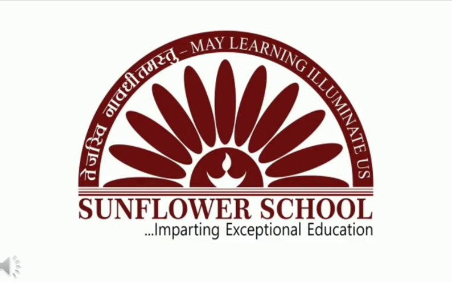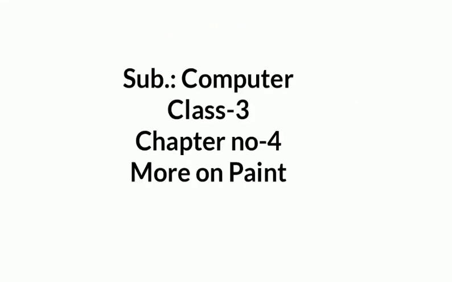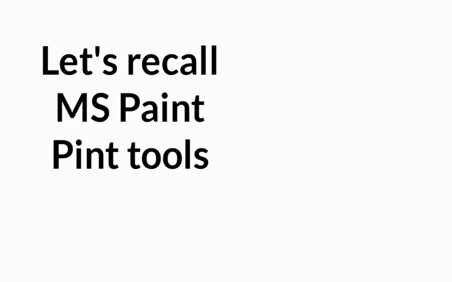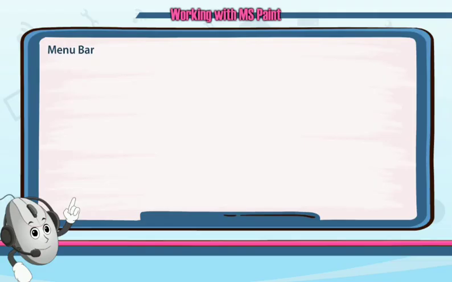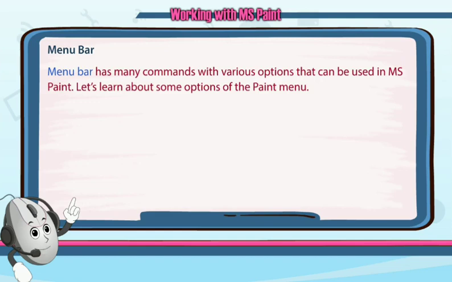Welcome to computer class. Today, we are going to continue our chapter number 4, more on MS Paint. In our previous class, we did learn about MS Paint and Paint tools. Today, we are going to learn about menu bar. Menu bar has many commands with various options that can be used in MS Paint. Now let's learn about some options of the Paint menu. So here we are going to learn about menu bar.